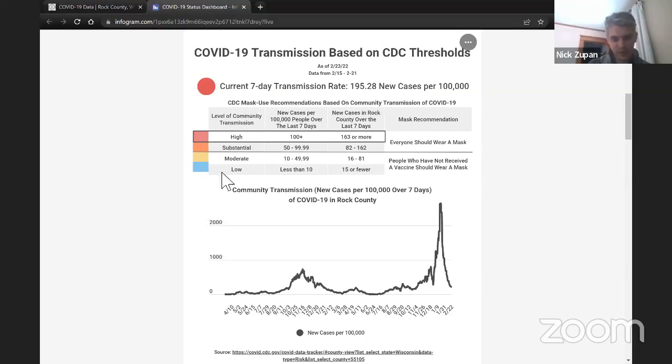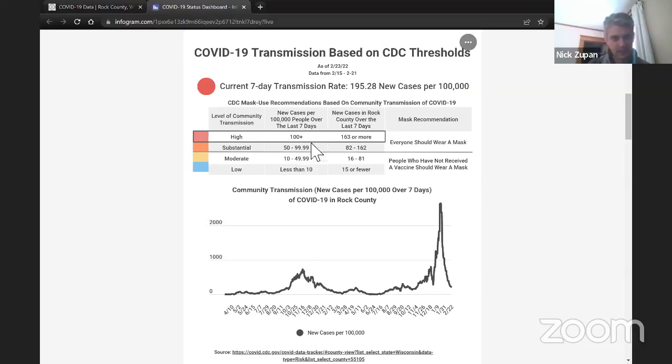So this is not new information, but this is a new way that we're looking at the status of COVID-19 using the CDC thresholds that they've put out and trying to understand where we're at with respect to the transmission. We also have in this table the number of new cases in Rock County that correspond to these rates per 100,000.